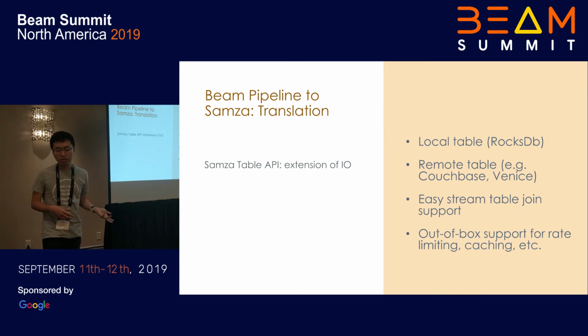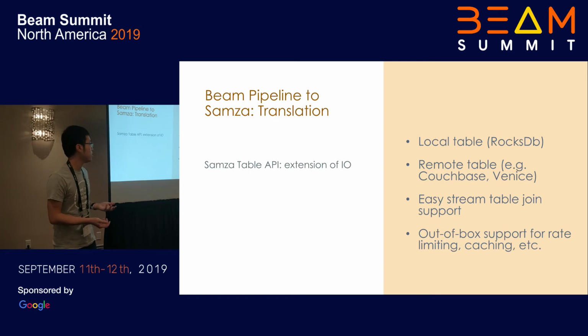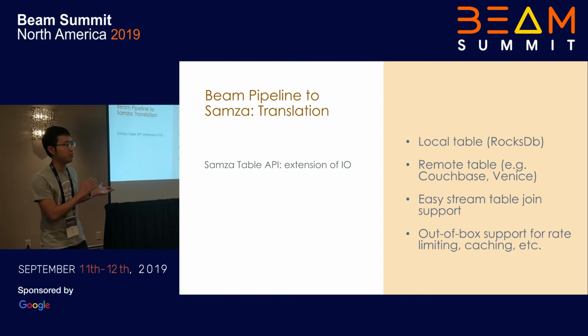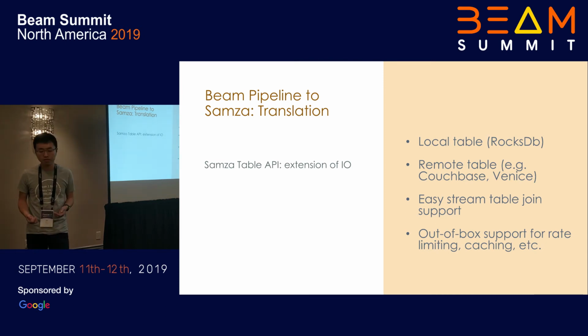And also with this table API, we provide out-of-box support for things like throttling or rate limiting, and also caching. All of these functionalities are provided at this layer, so that users don't need to worry about them. This is important when you have like 3,000 jobs and hundreds of users with different use cases. If you only have a few jobs, they can always customize their job. But when you have a lot of users, it makes sense to start building this intermediate layer and make things easier to use. And that creates a lot of value for the company.